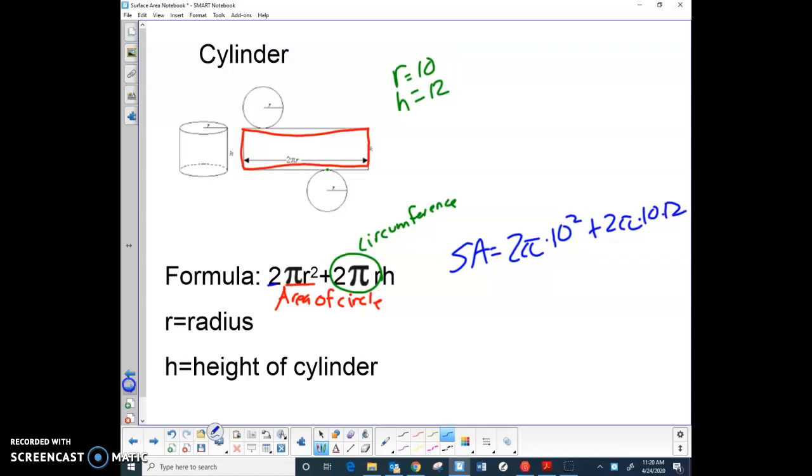All right, so we plug that in. So we've got 2 pi times 10 squared plus 2 pi times 10 times 12. Multiply that, or do that calculation in your calculator, and you will get 1382.30.